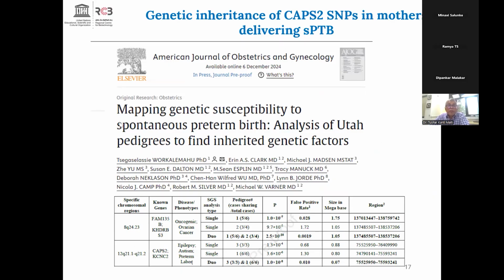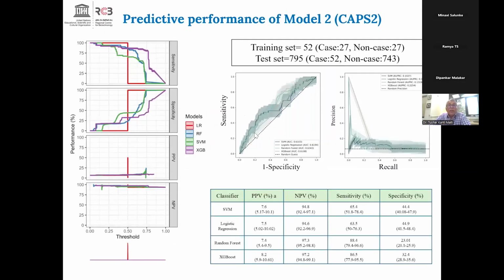So recently people have demonstrated genetic mapping of susceptibility to spontaneous preterm birth, using pedigree analysis and inherited genetic factors. They described here that CAPS2 polymorphisms are linked to preterm birth. So that gave certain hints that yes, this molecule could be an ideal molecule that can be used for the subsequent steps. So next, we thought of building predictive model 2, where we use CAPS2.